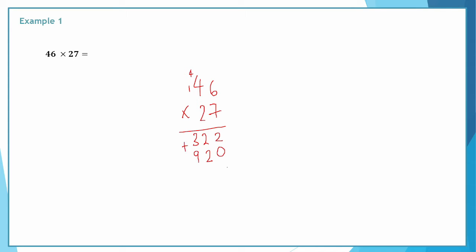And then we have to add these two numbers together. So 2 plus 0 gives us 2. 2 plus 2 gives us 4. And 3 plus 9 gives us 12. So that's our final answer for this example.